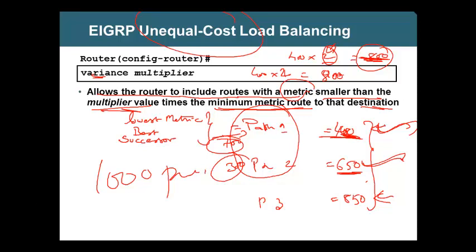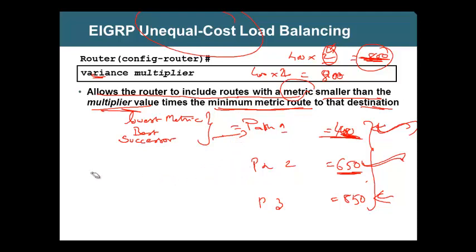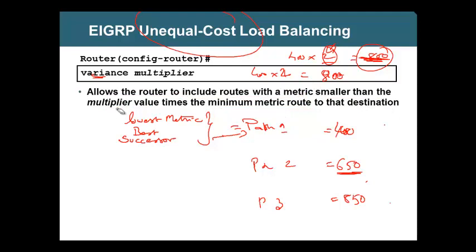Now tell me, if I want to do load balancing on all these 3 paths, what should be my variance value? 3, that's all. Very good. So when I make this 3, I get 1200, and now all these 3 are qualified. I'll get 3 successors now. So the variance, you only decide.